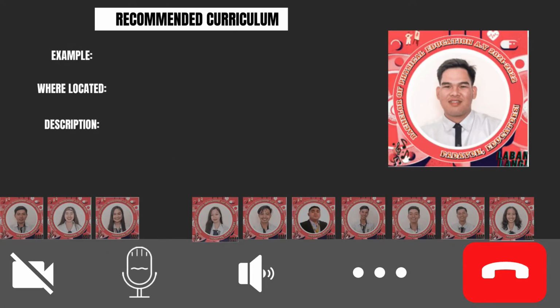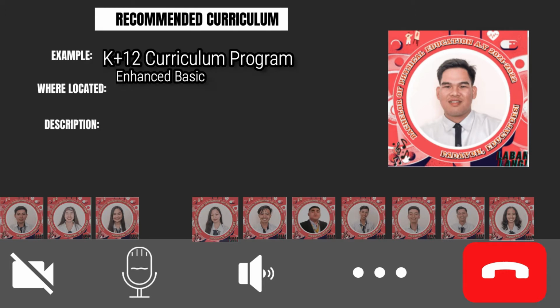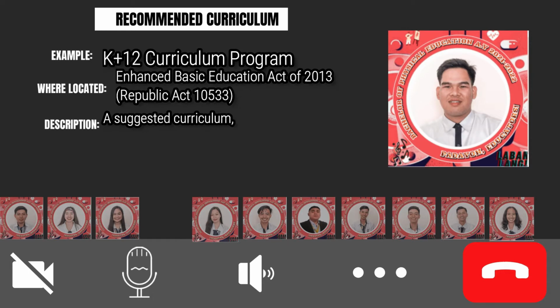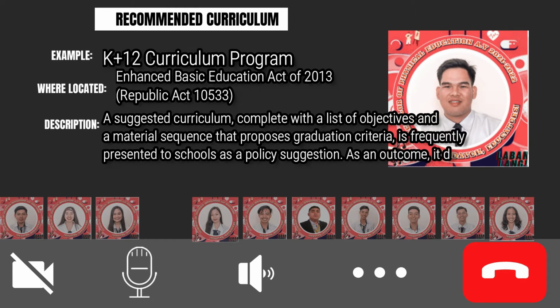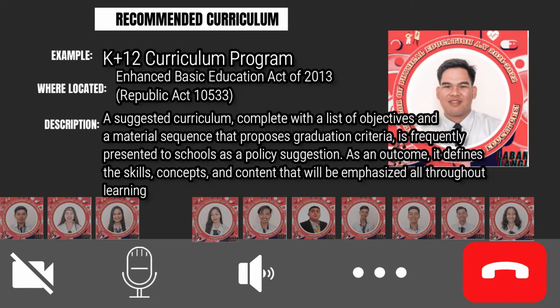The first type of curriculum is the recommended curriculum. An example of it is the K-12 curriculum program. It is located in Enhanced Basic Education Act of 2013. A suggested curriculum, complete with a list of objectives and a material sequence that proposes graduation criteria, is frequently presented to school as policy suggestion. As an outcome, it defines the skills, concepts, and content that will be emphasized all throughout learning process.